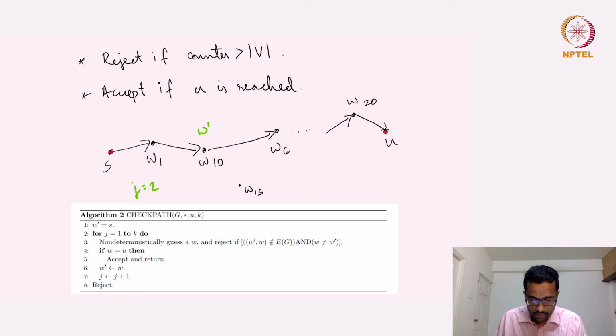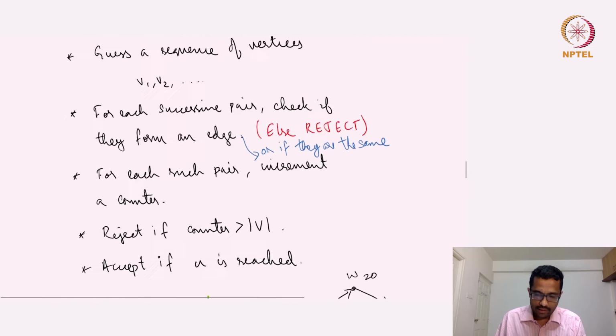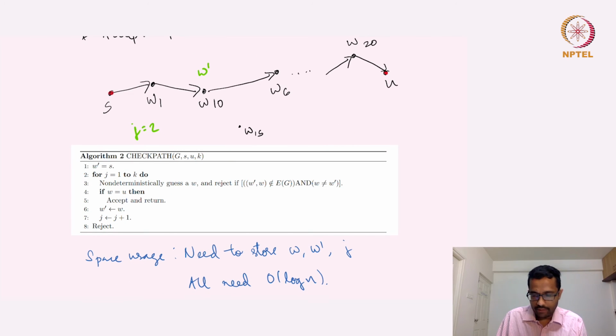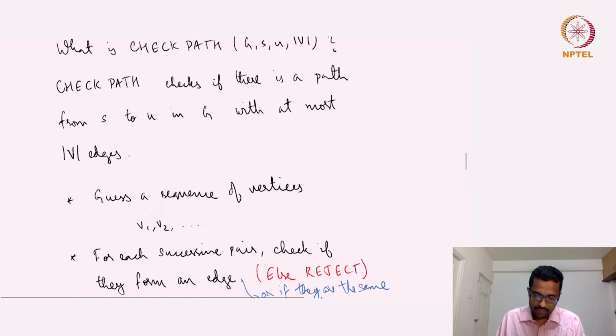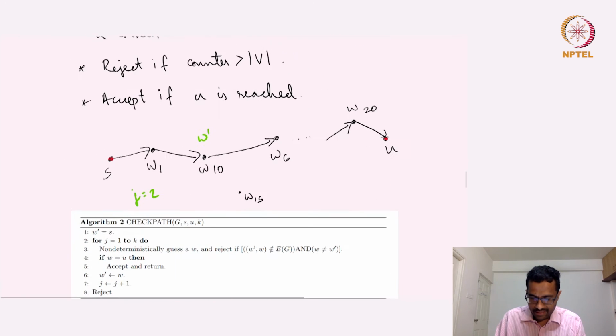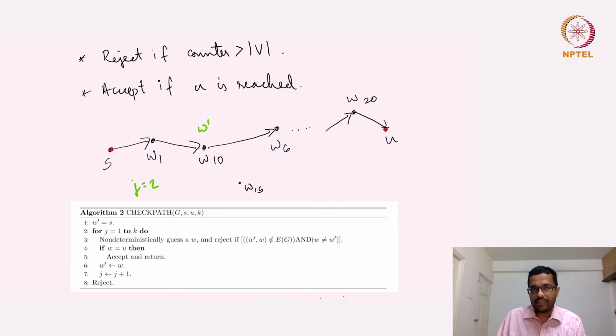Finally, why do we have the counter here? That is because we are checking whether the path is of length at most k. checkPath is called for G, S, U, k, whether there is a path from S to U in G of length at most k. Here we used V, but we will see that we will need this for other variables. That's why it is given as an argument. So we are trying to see whether there is a path of length at most k. In fact, there is a small typo here.